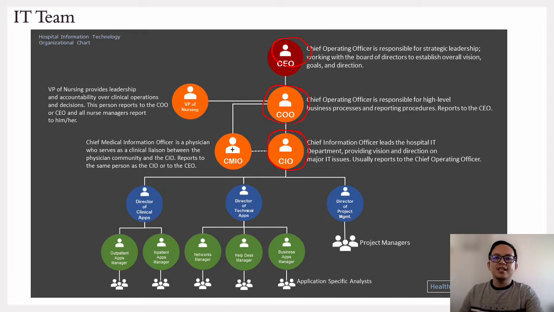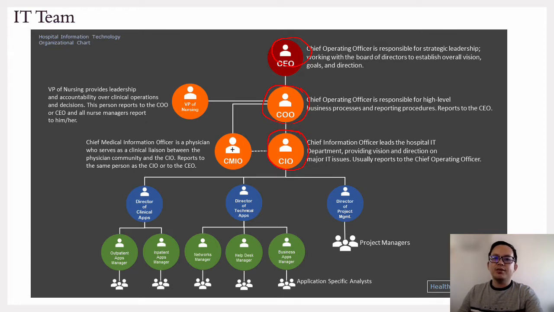I was told that CEOs are hired to solve 5 high-level problems in a day. So if they can solve that, their job is done, they can go home. So CEO, COO, and CIO.